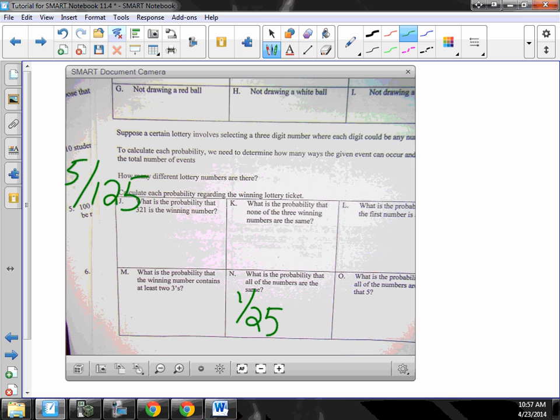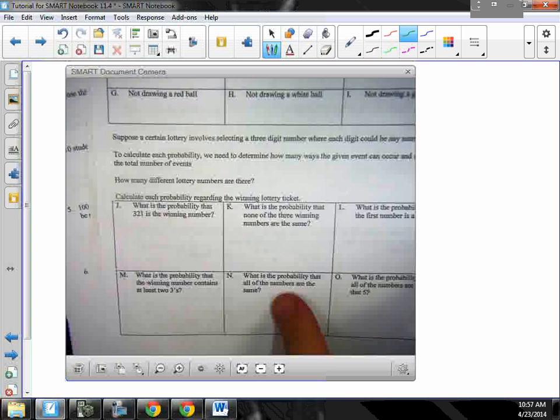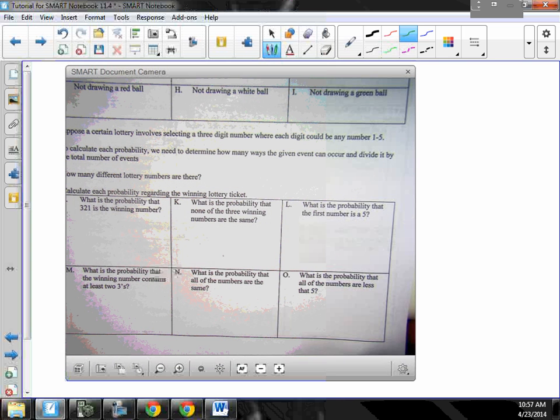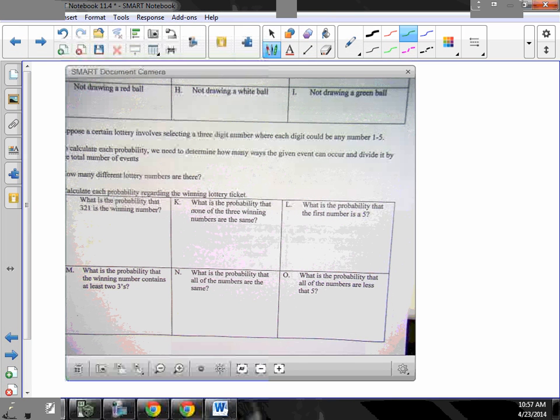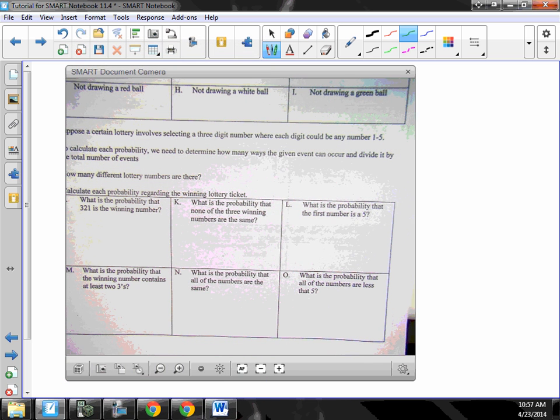And the last one on this page, letter O. What is the probability that all of the numbers are less than 5? Yeah, I know. Less than 5. How are we going to figure that out?